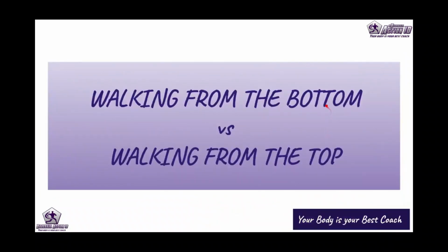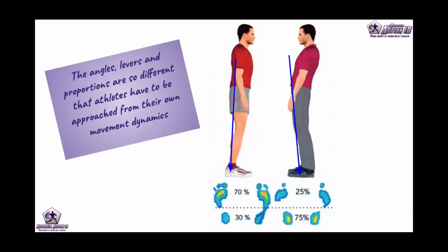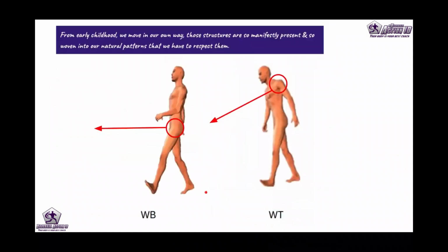We call that walking from the bottom or walking from the top. As you can see, the walking from the bottom people, which is this person right here, have about 70 to 75% of their weight on their heels naturally. The walking from the top people, you see this guy leaning forward, have about 70 to 75% of their weight on their forefeet.